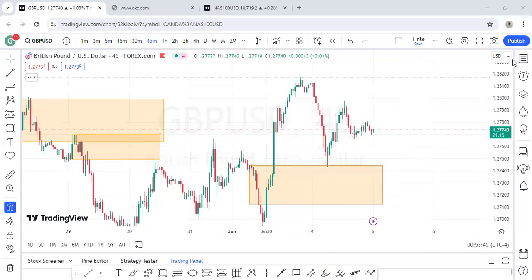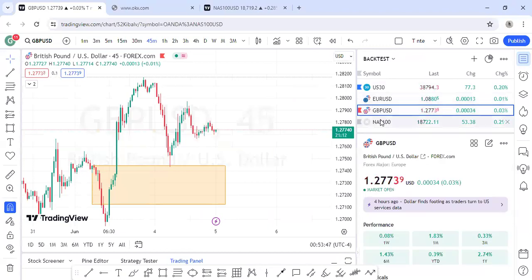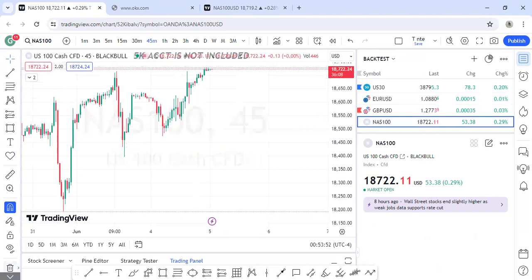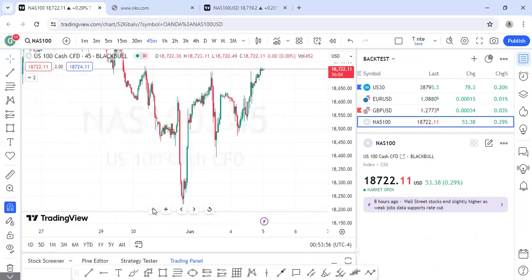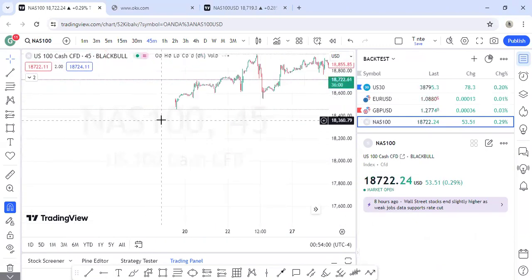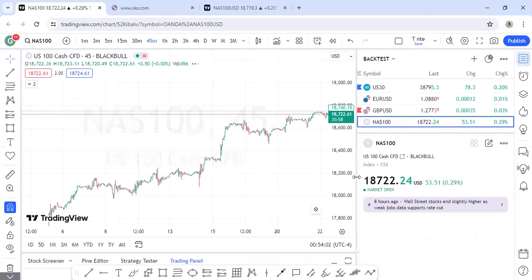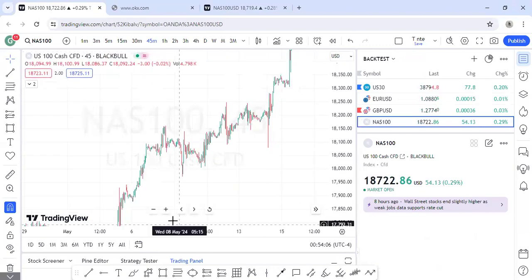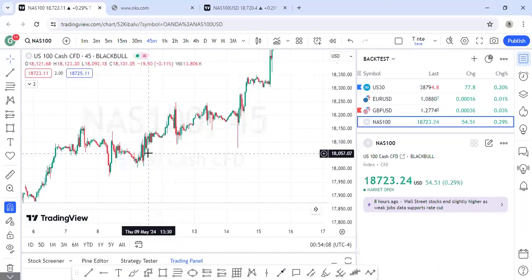So let's just quickly look at another pair. Let's look at the Nasdaq to see if you can also identify order flow on the Nasdaq. Right. Let's see. We will not go too far for this one, just maybe current price action. Let's start from somewhere around it. Right. So what can we see here?